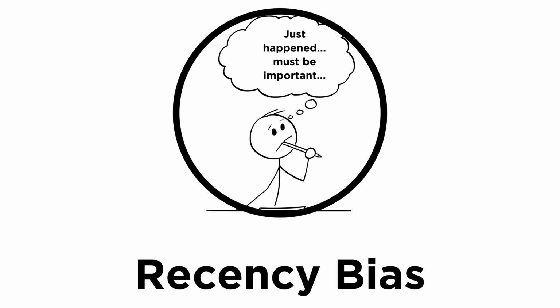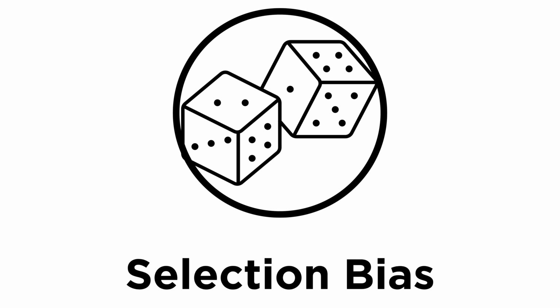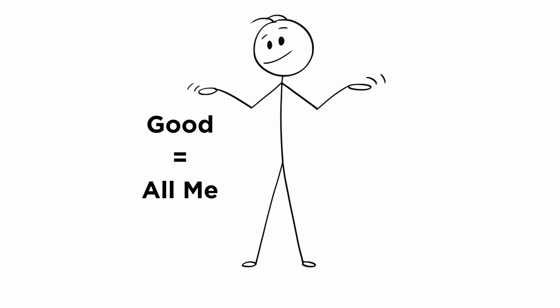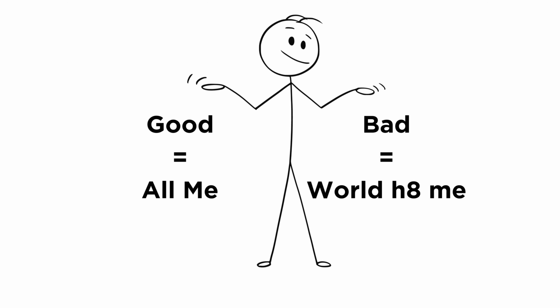Recency bias is giving more importance to recent events or experiences over older ones. Selection bias is a bias introduced by selecting a non-random sample from a larger population. Self-serving bias is attributing positive events to personal characteristics, but attributing negative events to outside circumstances.